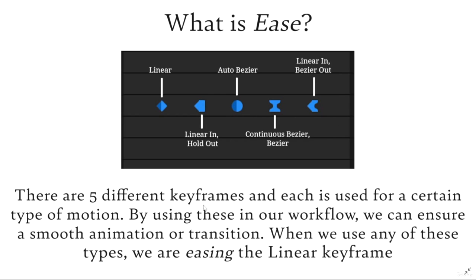There are 5 different keyframes, and each is used for a certain type of motion. By using these in our workflow, we can ensure a smooth animation or transition. When we use any of these types, we're easing the linear keyframe, and this is the linear keyframe. As soon as you turn on the stopwatch of that transform option, this will appear. If you hit this key or right click to change the keyframe type, you are easing that linear keyframe.